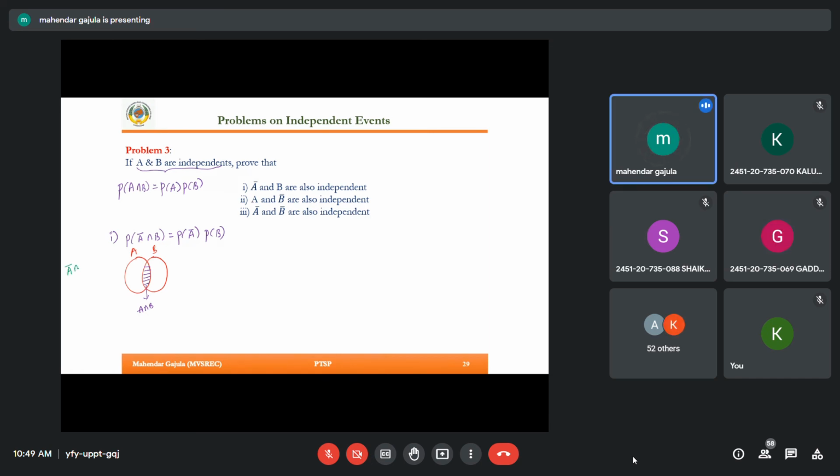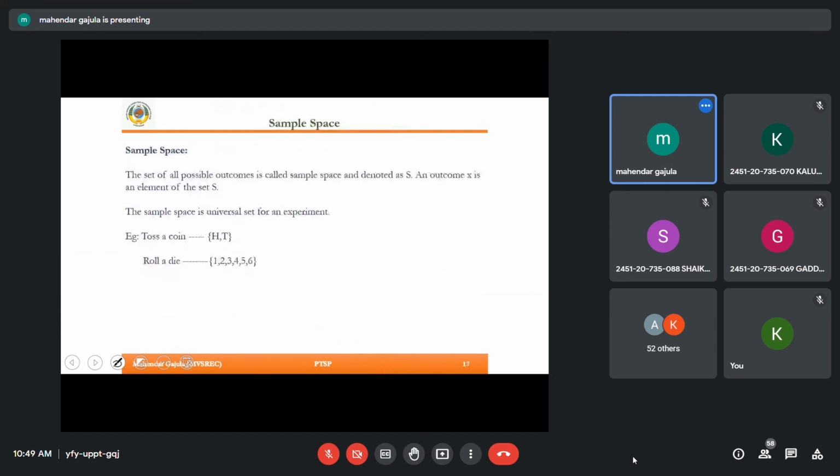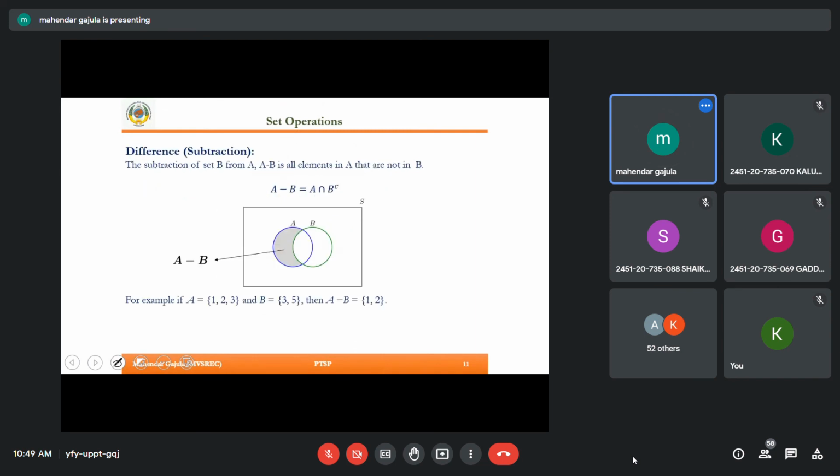A bar intersection B, what is the meaning of it? It is B only, but not A. It means B minus A. Yesterday we have seen this in operations. What is A minus B? A minus B is A intersection B bar. It is A only, but there are no common elements of B in A. Similarly, B minus A is A bar intersection B.